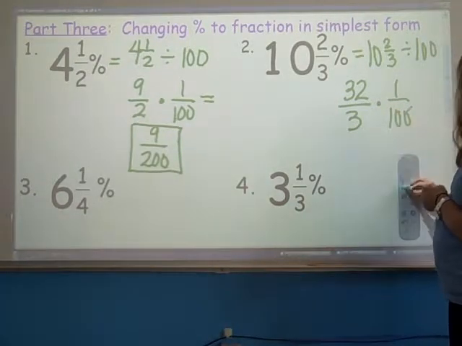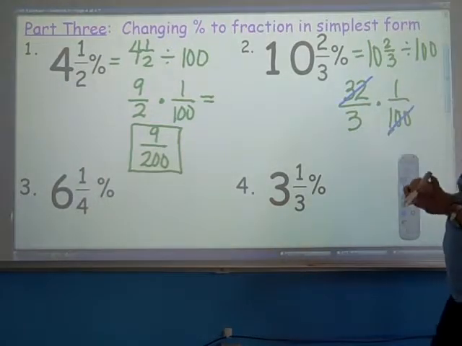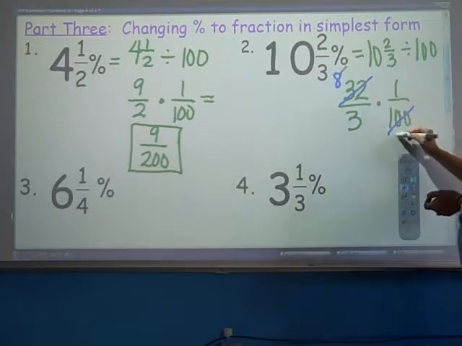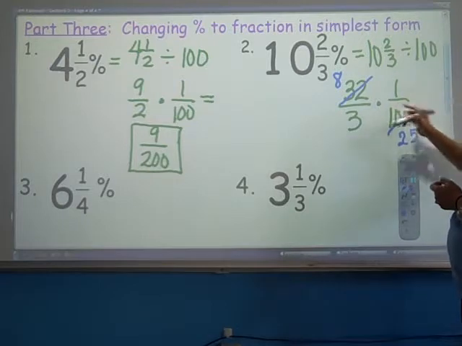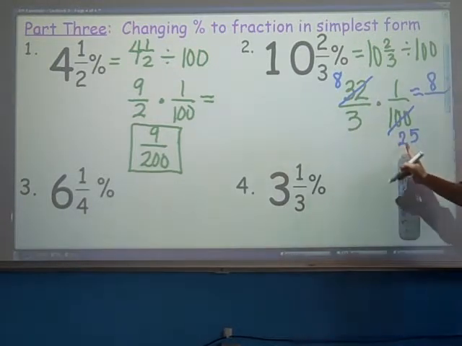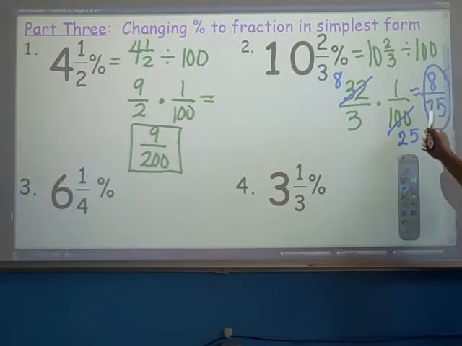I can simplify here. I can definitely divide by, let's see, I can divide by 4. I'll get 8 here. Divide by 4, I get 25 here. I think that's it. 8 times 1 is 8. 3 times 25 is 75. So 10 2/3% is equivalent to 8 over 75 as a fraction.